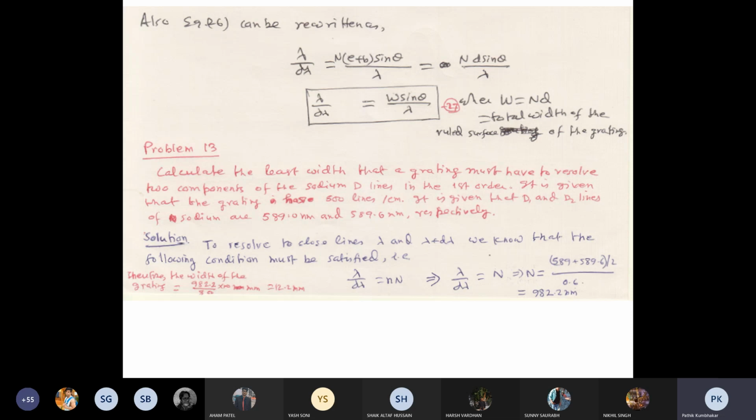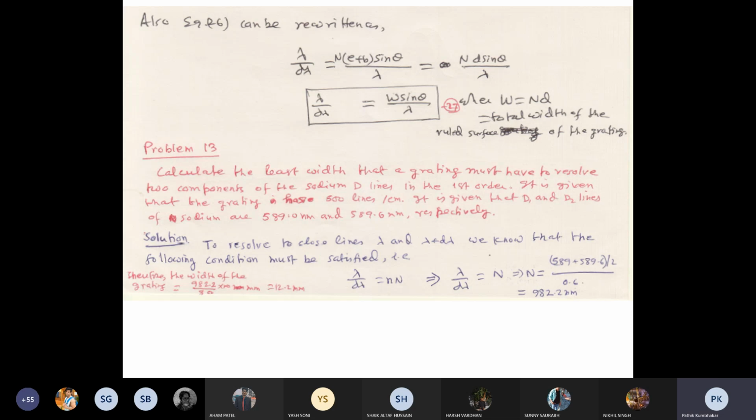And you have to resolve in the first order, because the resolving power depends on the order number also. As you go to the higher order, the resolving power increases. So lambda by d lambda is proportional to n, and the resolving power will be larger in the higher order. If you use more lines, you can have a larger resolving power. But more lines per unit length increases the cost of the grating, because you need finer technology to make more closely spaced lines.